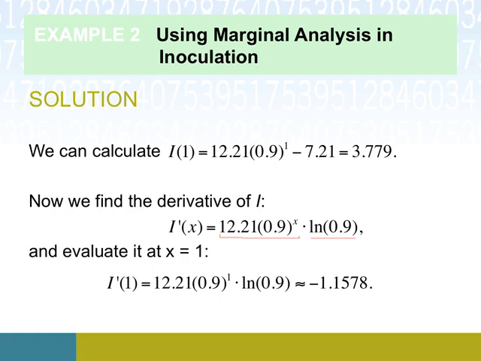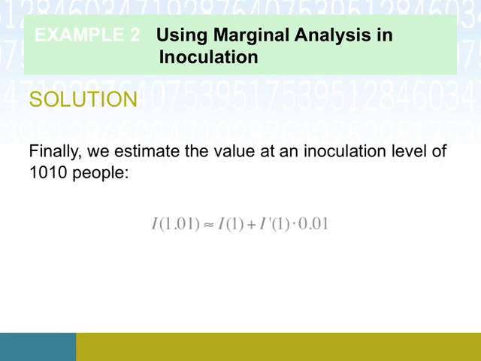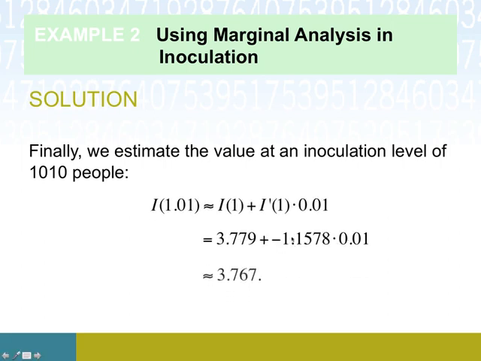So the prediction here is that if we increased by 1,000 inoculated people, we'd be dropping the infection by 1,158 people. Again, that same idea that inoculating some number of people actually prevents that many people and a few more from getting infected. Now that we've got all the pieces, let's estimate. The things we needed to figure out were I of 1 and I prime of 1. We just did those. Plugging in I of 1, we got 3.779. Taking the derivative, we got negative 1.1578. And after computing, there's our prediction.